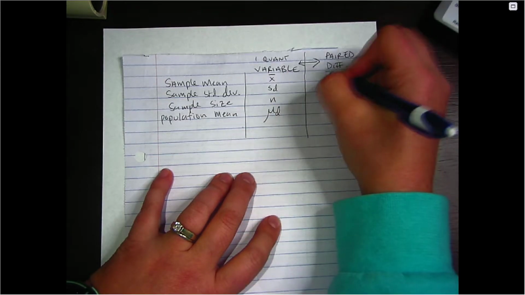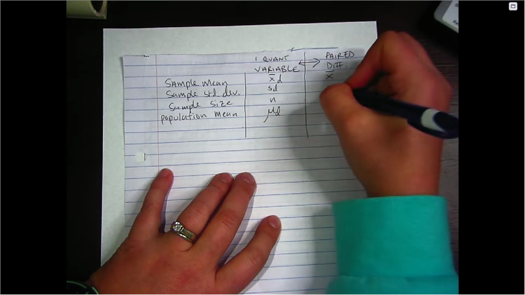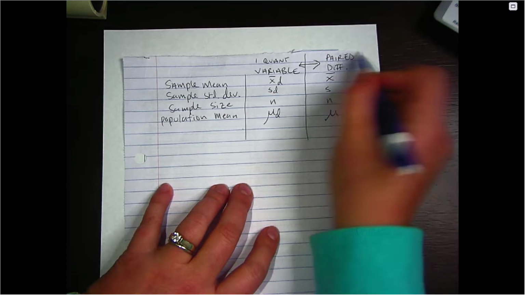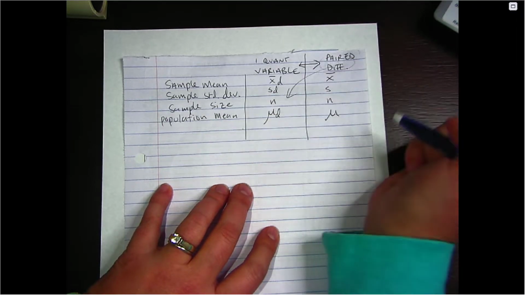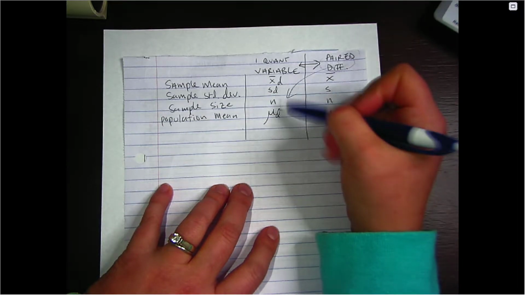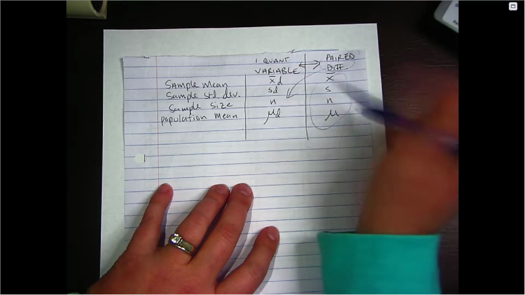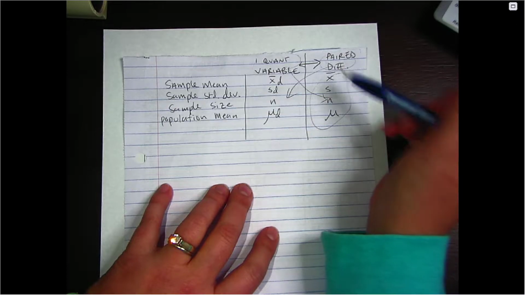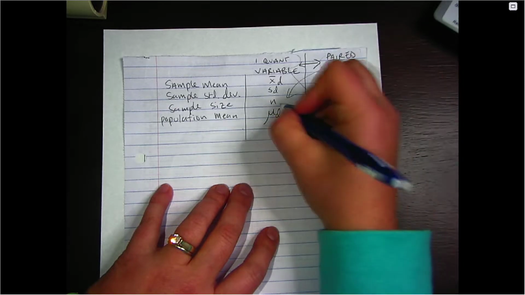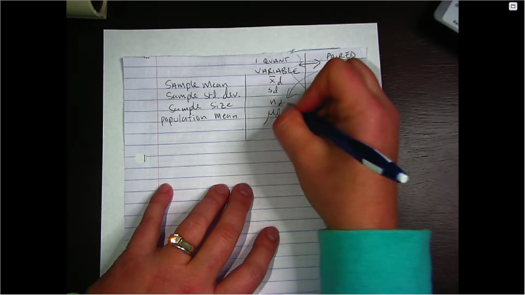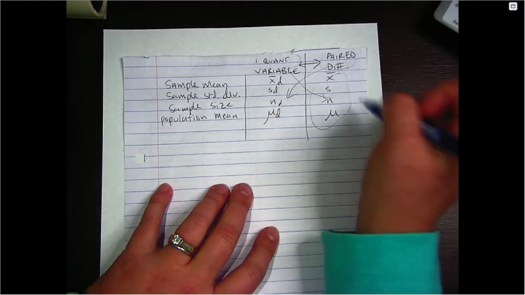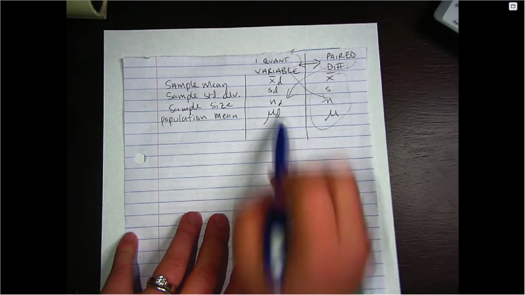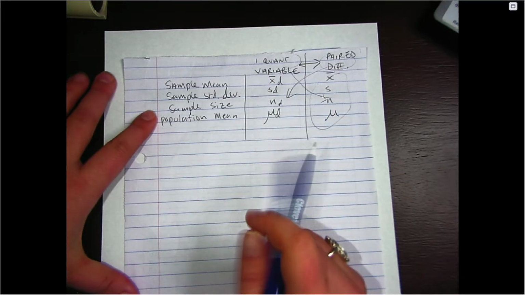So x bar, s, n, mu. Now here, the paired differences, which go with these items, are going to have the subscript d. Here, when they don't have paired values and it's just one quantitative variable, we have x bar, s, n, and mu. Technically, you could add an n sub d to get the number of pairs, but this is the notation. It's the same as we've had in the past. It's just now to denote that they're differences, we add the subscript d.